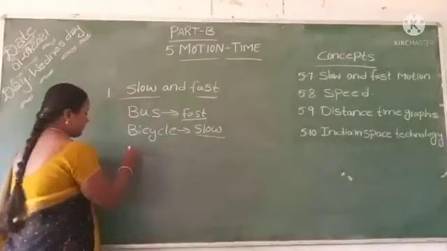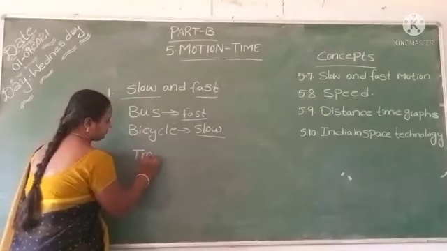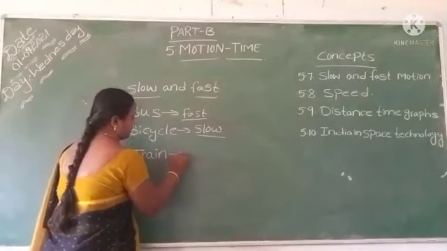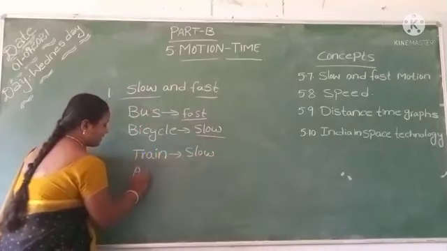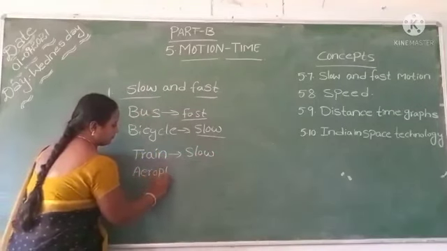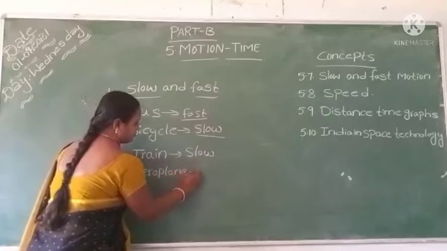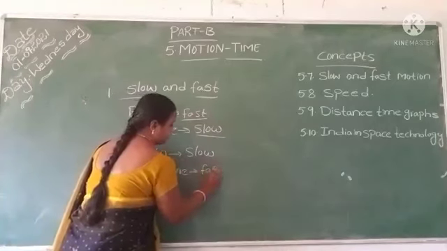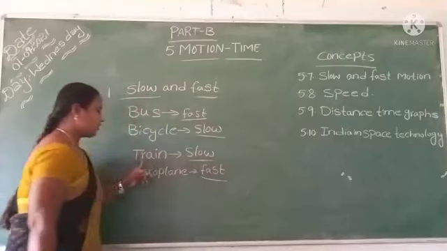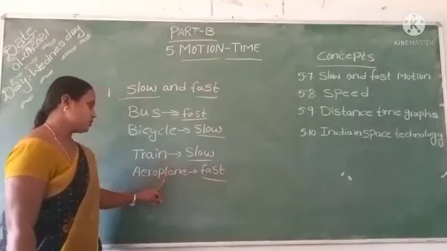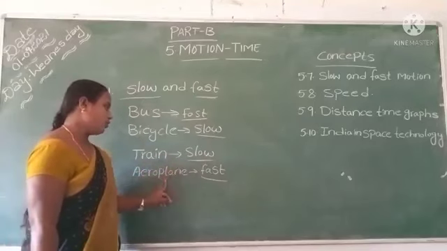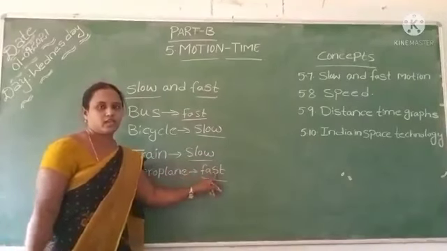Another example is train and aeroplane. Train is a slow motion. Aeroplane is fast. Train also will go fast, aeroplane will also go fast. Comparing these two, train will go slow. Aeroplane is very fast. Okay?